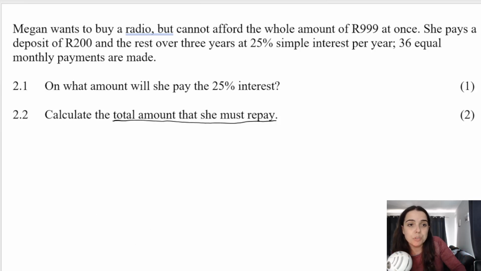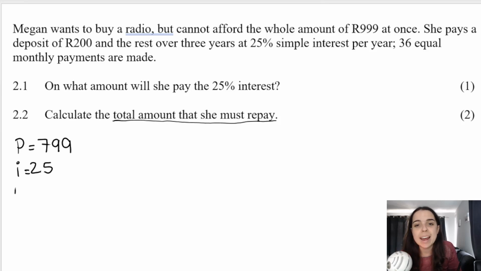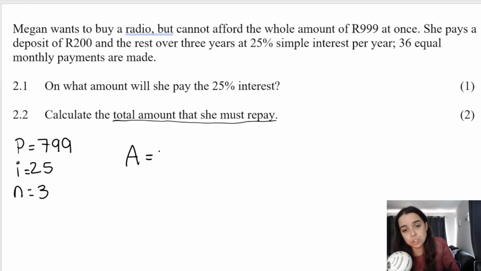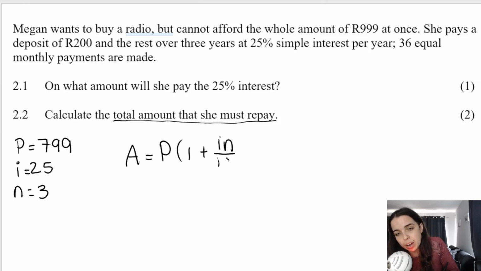So what we have so far, after we took off the deposit, is that my starting amount now is 799 Rand. My interest rate, my I, is 25%. My N is 3 years. They want to know the total amount, including interest, that she'll have to pay after the 3 years. So you should have used this formula: 1 plus IN over 100.